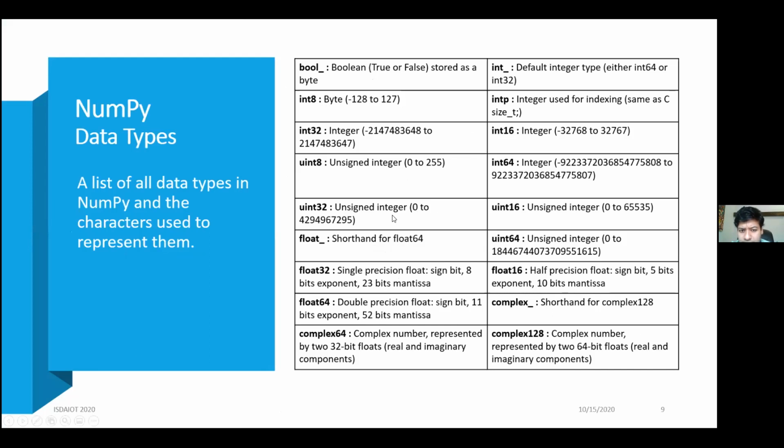The unsigned integer and float, most of you should be familiar with. One new data type is complex, which is usually not available in C. They help us perform operations using complex numbers. So there is default complex, then there is complex64 and complex128.